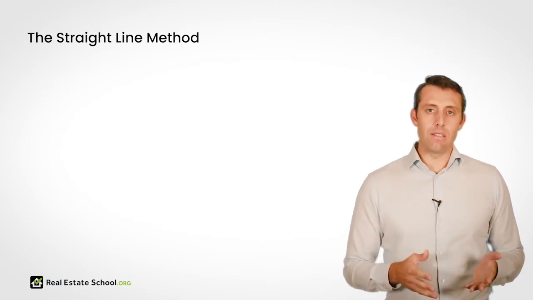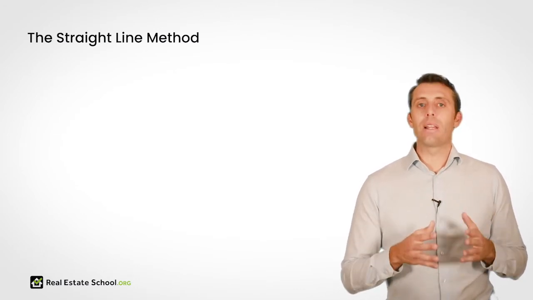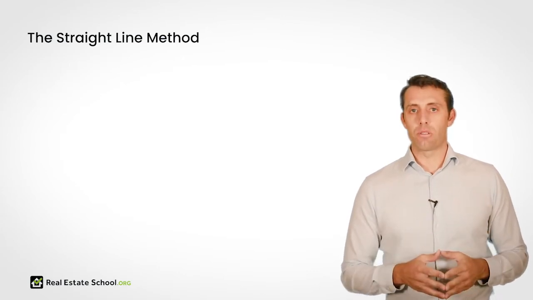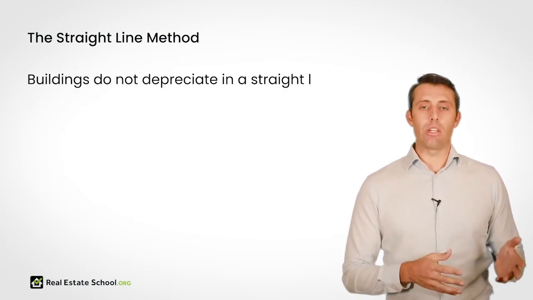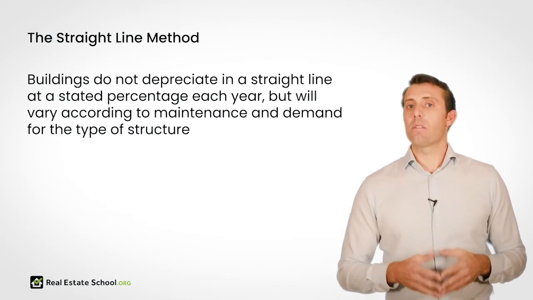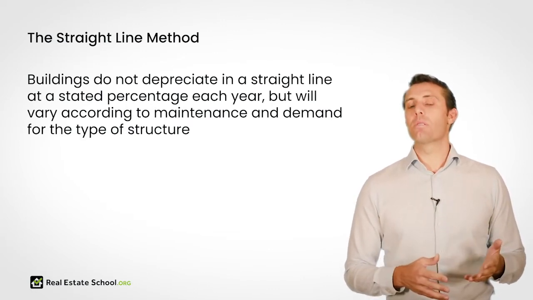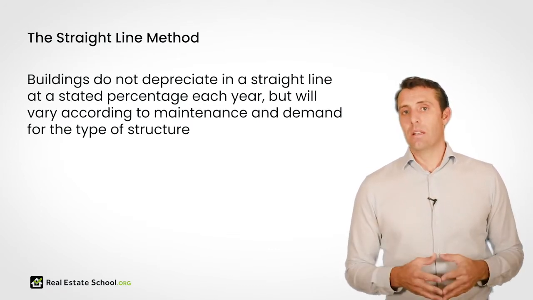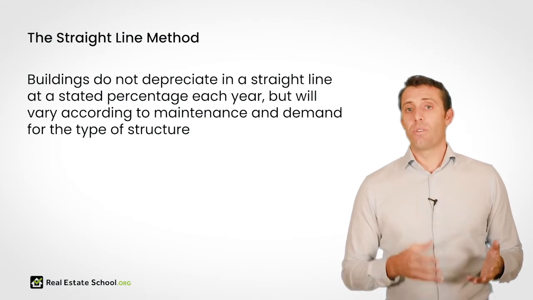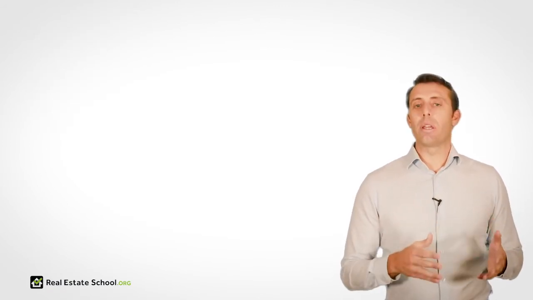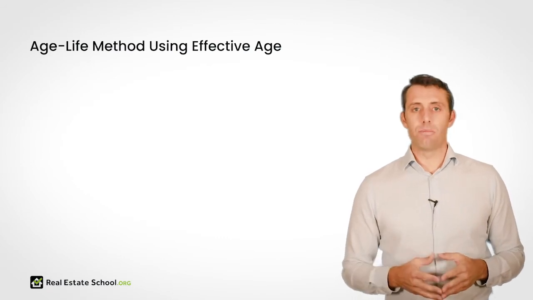Appraisers don't get off that easy, and they can't use straight line methods to calculate depreciation, and neither should brokers. That's because buildings in reality don't depreciate exactly the same amount every year, because they're going to depreciate more in some years versus others. It's going to depend on the maintenance done, as well as the demand for that particular type of improvement. Let's complete a very quick example using effective age.